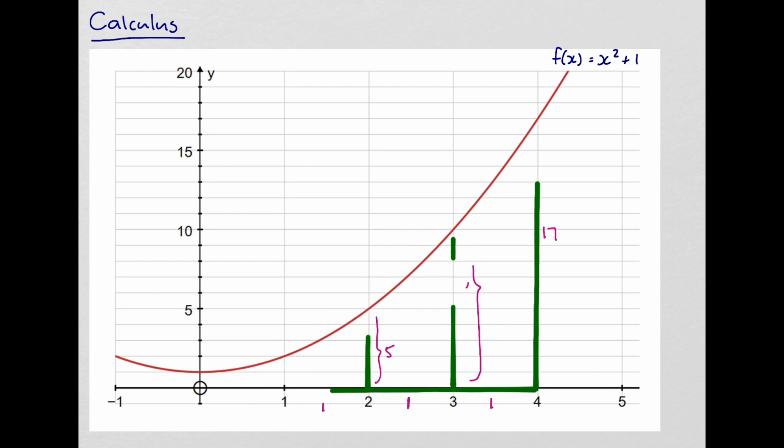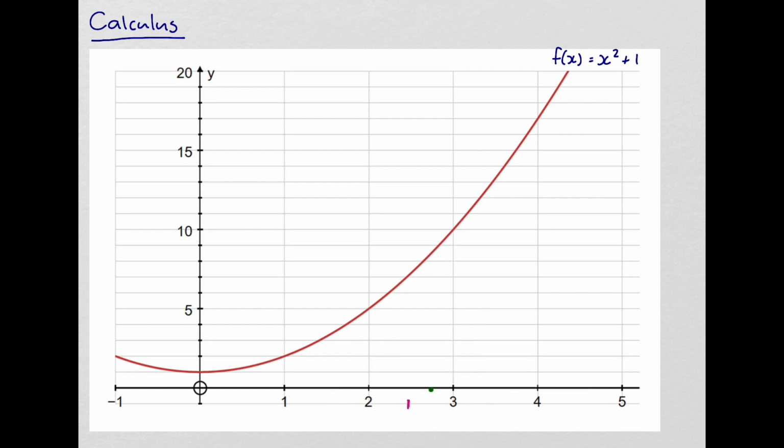And remember, we started off with 4 rectangles. So we're still going to use the same curve, x squared plus 1. But this time, instead of 4 rectangles, we're going to divide it up into 8 rectangles. I'm going to pause while I draw those rectangles, and then I will carry on explaining.